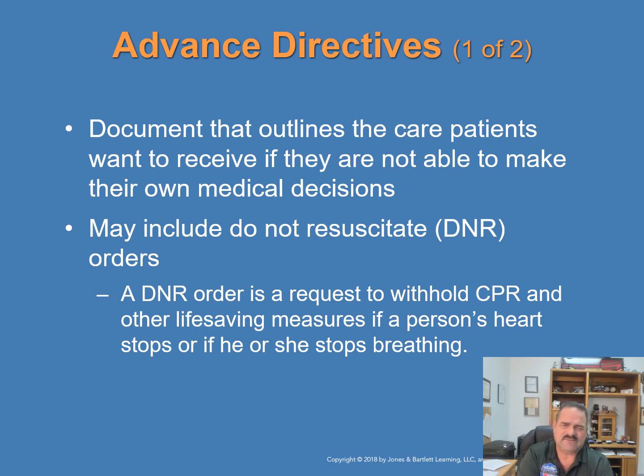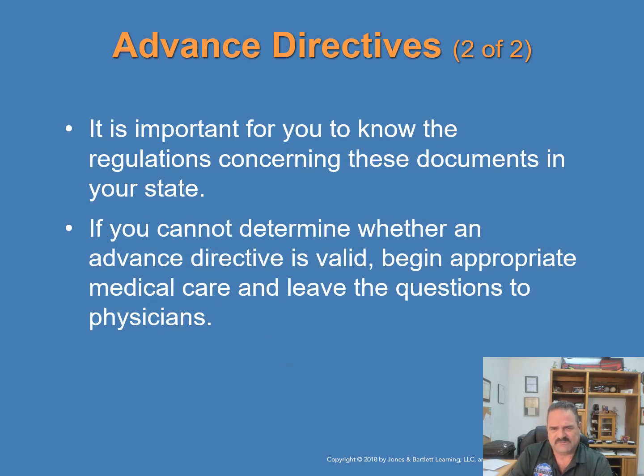Now, these advanced directives may include what's called a do not resuscitate order, a DNR. A DNR order is requested to withhold CPR and other life-saving measures if a person's heart stops or if he or she stops breathing. It is important for you to know the regulations concerning these documents within your state. If you cannot determine whether an advance directive is valid, begin appropriate medical care and leave the questions to the physicians.